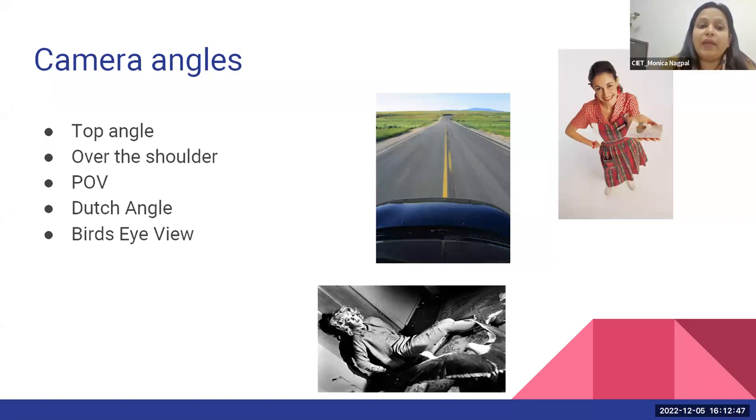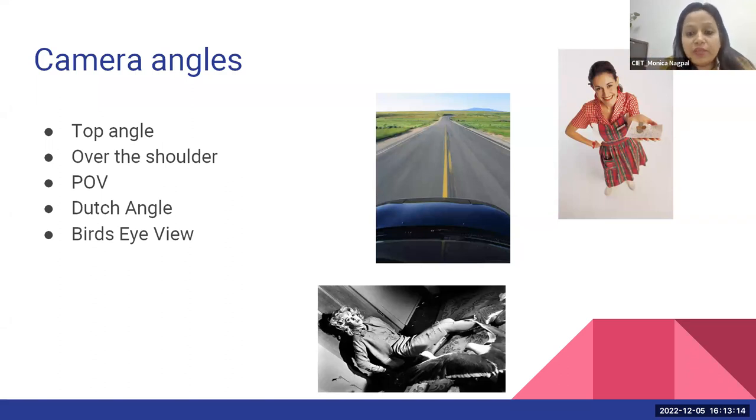The top angle is this, where a girl is standing and looking up. That means the camera is at the top and looking down. So it is showing you as a lower power person and the camera is a bigger power. So whenever your story demands that the object has to be shown as a small or meek animal or plant, then the top angle can be used.